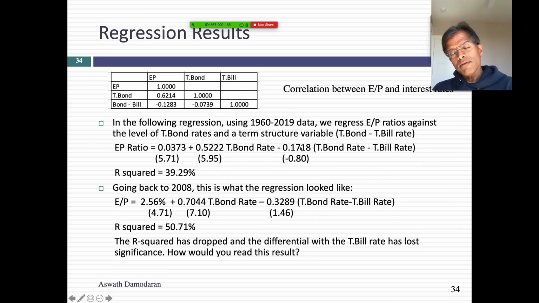In the last 12 years, the significance of both the T-bond rate and the slope of the yield curve have decreased. If you look at the T statistics over time, interest rates have less explanatory power when it comes to price earnings ratios now than they did in 2008. You can blame QE, QE1, QE2, Fed, whoever you want to blame, but it doesn't matter.